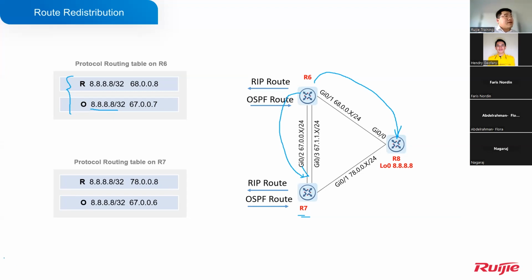I saw the answer: lower AD, right? Because of AD, or in other words, the priority or preference of OSPF routes is higher.